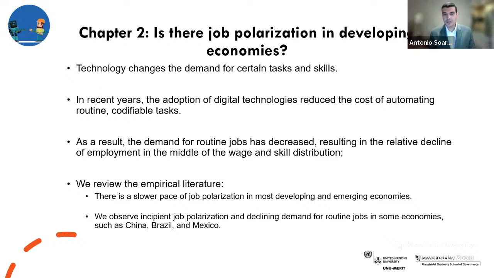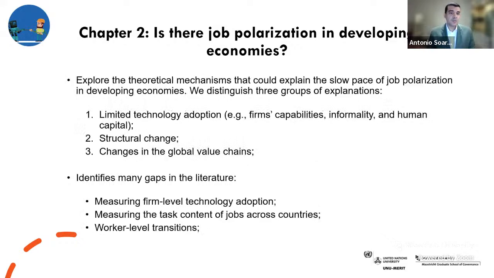There's a large literature that discusses the evidence of job polarization in advanced economies. However, the literature on developing and emerging economies is quite scant, which we review in the first part of the chapter. Following our review, we find that there is a slower pace of job polarization in most developing and emerging economies. We also observe incipient job polarization and declining demand for routine jobs in certain economies, such as China, Brazil, and Mexico. With these results in mind, we then explore the theoretical mechanisms that could explain the slow pace of job polarization in developing economies.